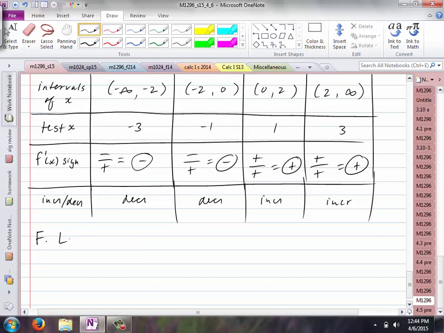Part F, local max and mins. We're going to use the first derivative test, so the second derivative test is really not practical. Where do we have a local max or min? At 0. Because the function goes from decreasing to increasing, we have a critical value, and so it's a low point, so we have a local min there. To figure out the y-coordinate, just plug 0 into the function, you get 9/2. So this local min is occurring at (0, 9/2).